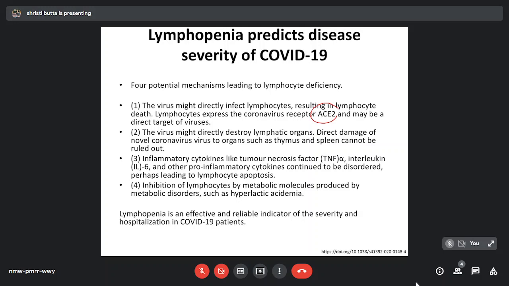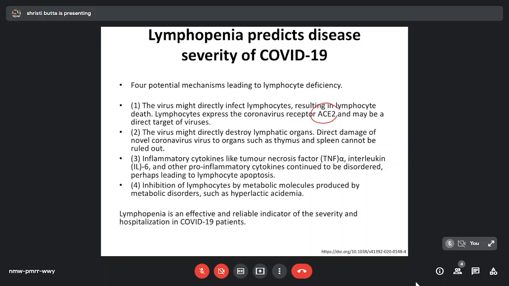In addition, inflammatory cytokines like TNF alpha, interleukin 6, IL-6, remember, and other pro-inflammatory cytokines can also lead to lymphocyte apoptosis. Inhibition of lymphocytes by metabolic molecules produced by metabolic disorders, particularly metabolic acidosis or hyperlactic acidemia that happens in COVID-19 patients, also inhibits lymphocytes.